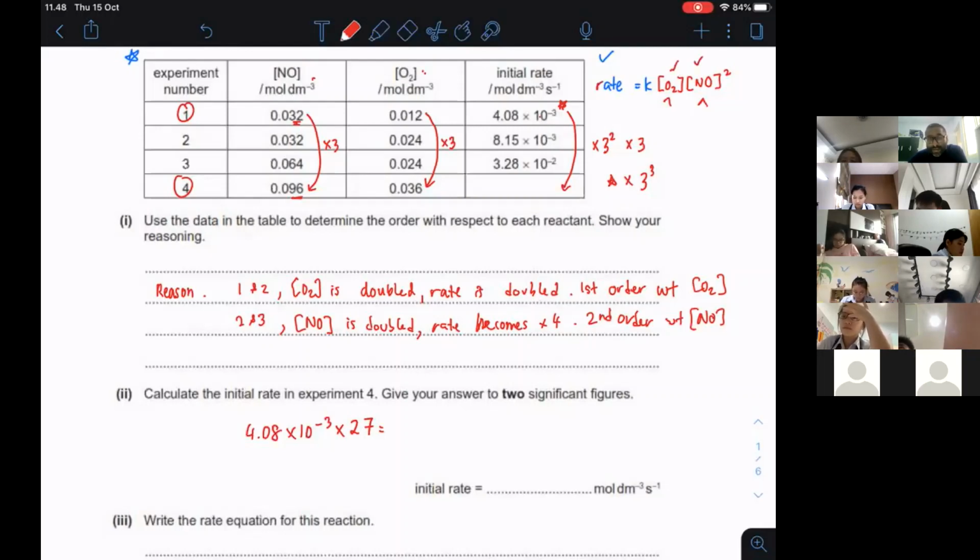So if, for example, you found out that NO is 0 order, then you can ignore the NO. But now you cannot ignore it, because the rate depends on NO and O2. So this one times 3, this one also times by 3, because you can see 2 of them are changing. So if 2 of them are changing, you need to combine.